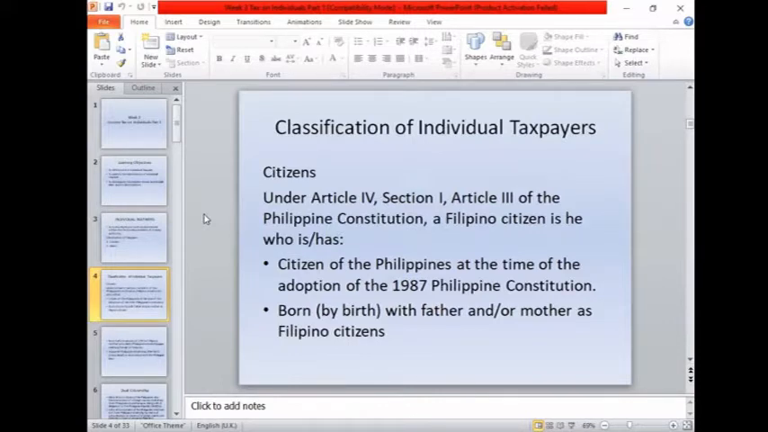The second one, a Filipino citizen is born with a father and a mother, or with a father or a mother who is a Filipino citizen. So it means if you are born in the Philippines and your mother and father are Filipino, or if only your father or only your mother is a Filipino, while their partner is foreign, for as long as you have Filipino blood and you are born here and you reside here, you are to be called a Filipino citizen.